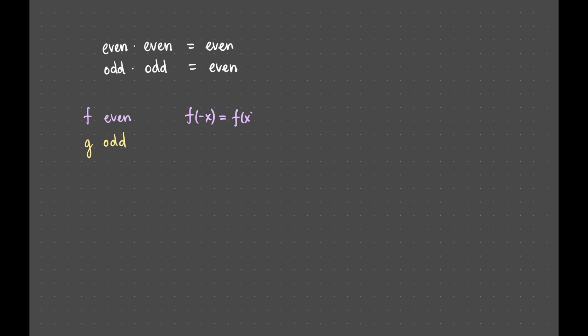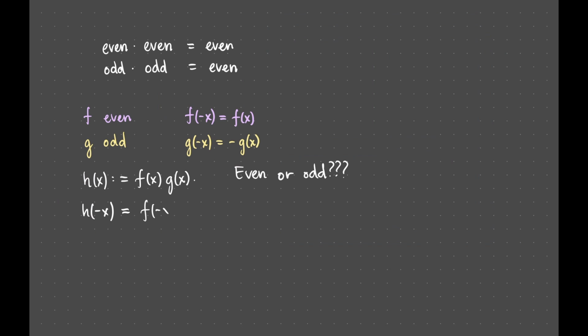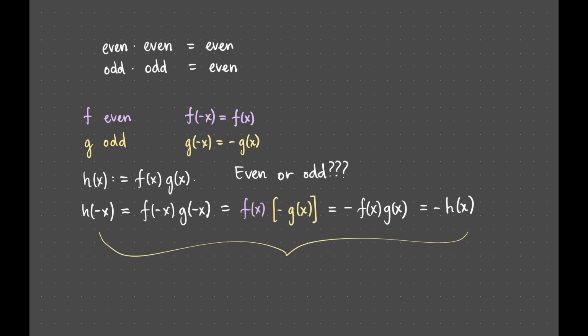For example, if f is even and g is odd, then this means that we have the relations f of minus x equals f of x and g of minus x equals minus g of x. If we set h of x to be the product of f and g, meaning that h of x equals f of x times g of x, and investigate h of minus x, we see that it's equal to f of minus x times g of minus x, which, using the even and odd properties of f and g, becomes f of x times minus g of x. Pulling the minus sign out in front, we see that this is equal to minus h of x itself. What we have obtained, therefore, is that the product of an even function with an odd function is odd.